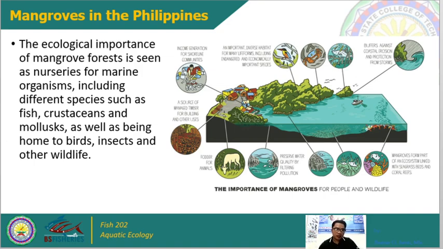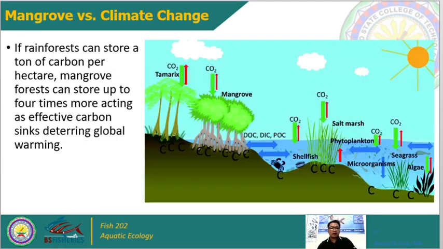Okay, so those are the importance of mangroves. Now here we have the importance of mangroves in the context of climate change. Kung wala yung mangrove, of course, gamay lang ang assimilation of carbon dioxide. As we all know, carbon dioxide is one of the reasons why there is global warming.